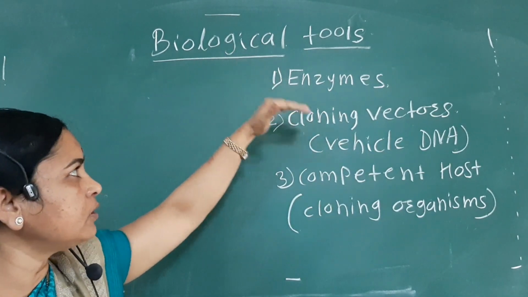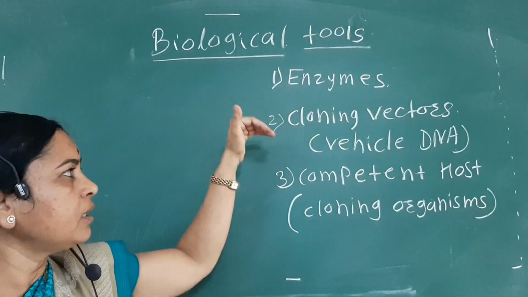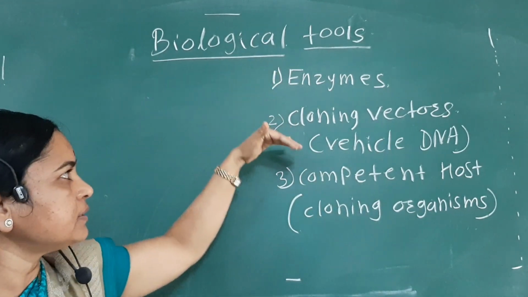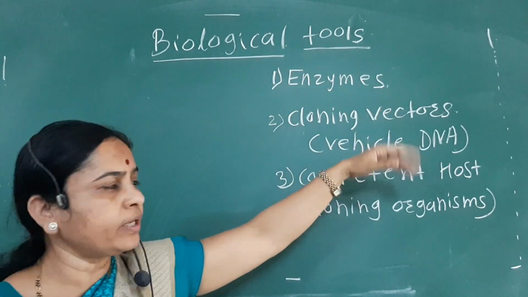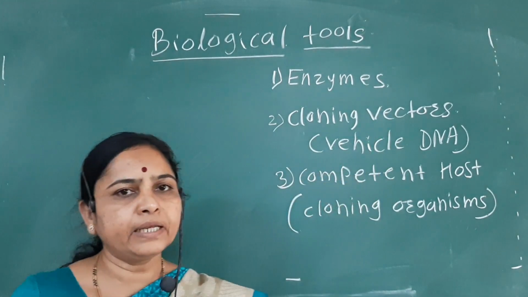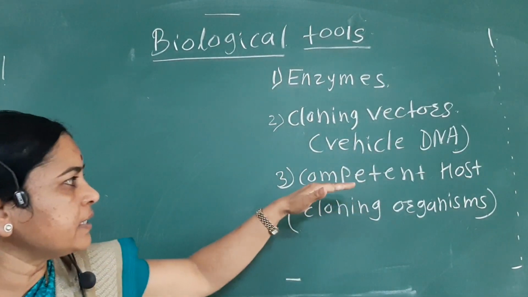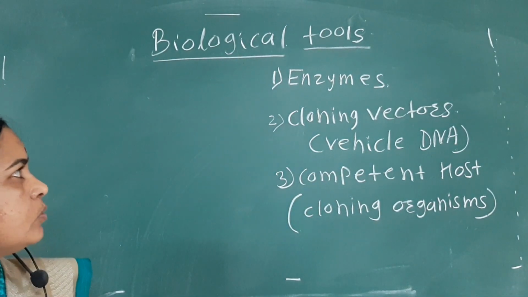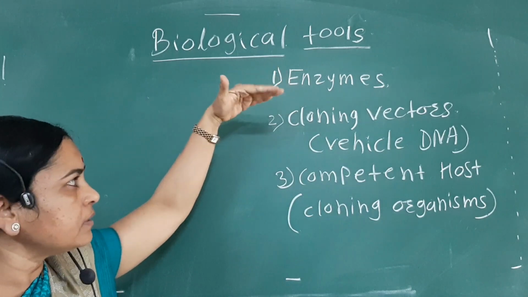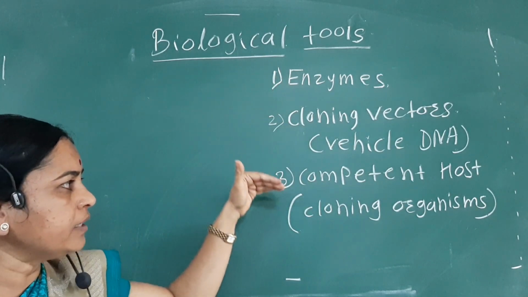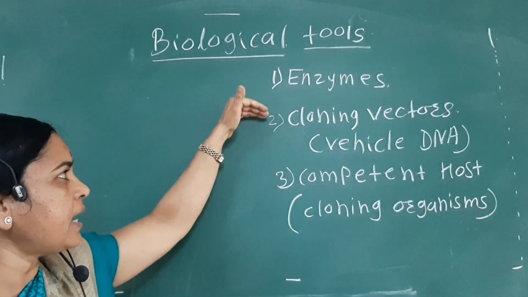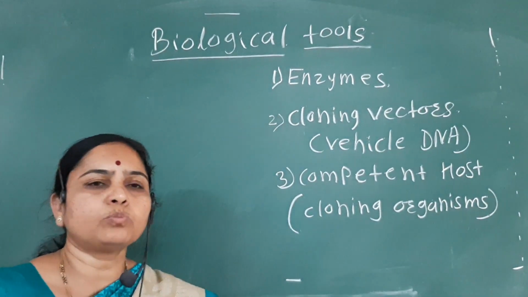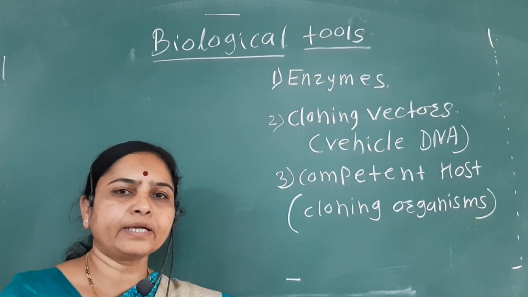In the biological tools there are three tools. First is the enzymes, second is the cloning vectors, also known as the vehicle DNA, and the third is the competent host, that is the cloning organism. So the enzymes, the cloning vectors and the competent host are the three main biological tools which are used for recombinant DNA technology.